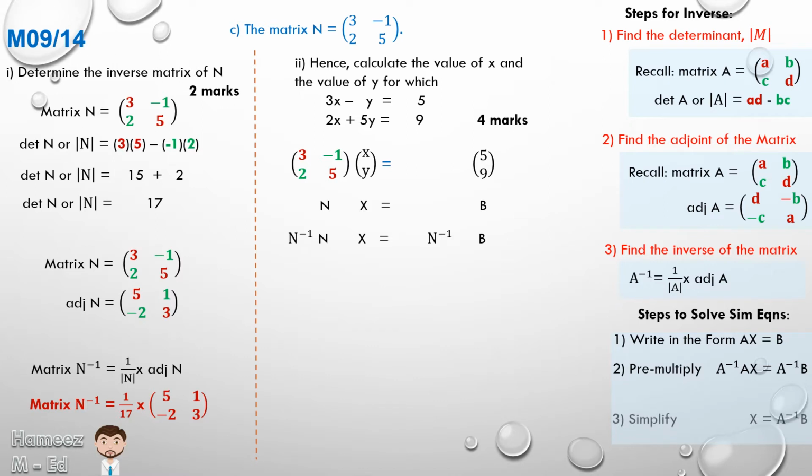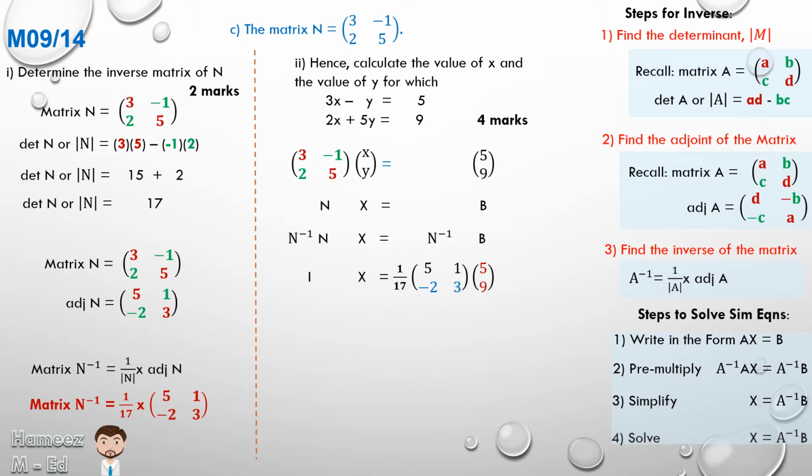Part 3 now, simplify. Now, why did we do that? A inverse times A, when we have two matrices multiplying each other and one is the opposite of it, they will cancel off, meaning we'll be left with I, the identity matrix. So we'll have IX is equal to, and let's substitute, we know A inverse, we got that just now in part 1. 1 on 17 by 5, 1, minus 2, 3. And what is B? B is 5, 9.